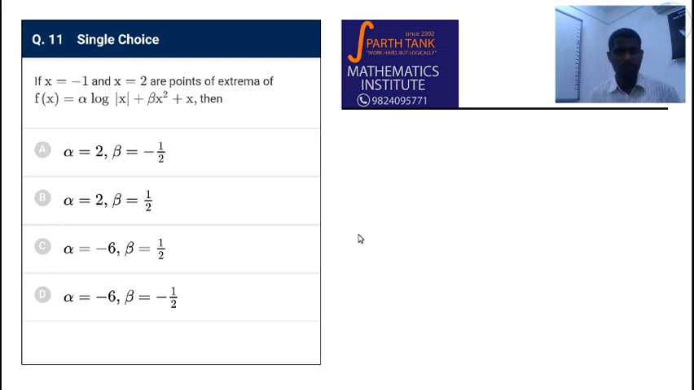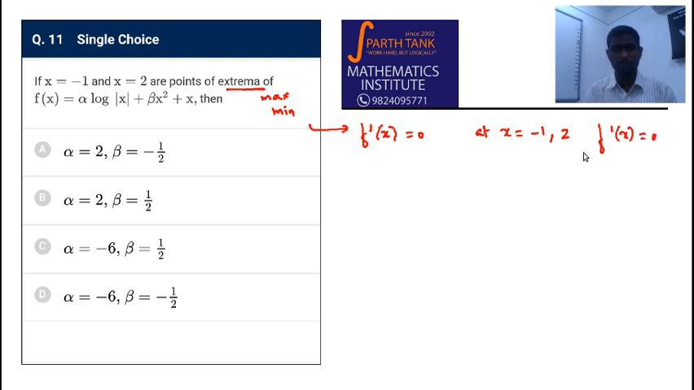Question number 11. If x is minus 1 and x is 2 are points of extrema of f of x is equal to alpha log mod x plus beta x squared plus x, then what are the values of alpha and beta? Okay. Now we have a certain function. Now we know that extrema, meaning either the maxima or minima, are points where f dash of x is equal to 0, right? Therefore, at x is equal to minus 1 and 2, f dash of x should be equal to 0. This would give us the conditions to evaluate alpha and beta.